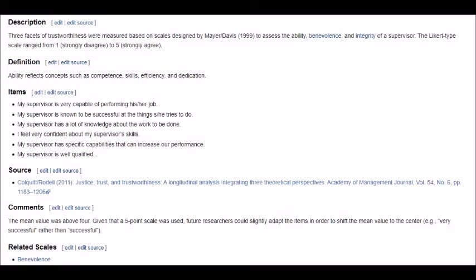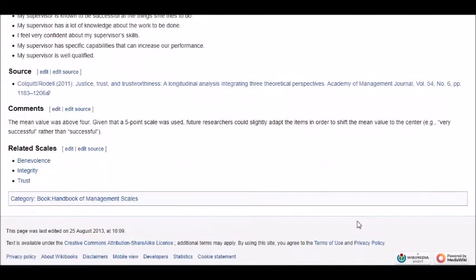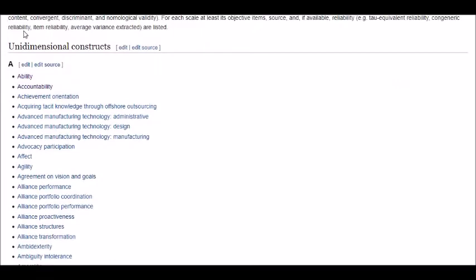Now similar related scales they have identified: benevolence, integrity and this one. Let me go back and see what else we can get. Now they are not drawing the diagrams out here. I love diagrams actually. Now accountability, I'm not interested. Advocacy, oh yes, let's see, advocacy participation. What are they talking about?